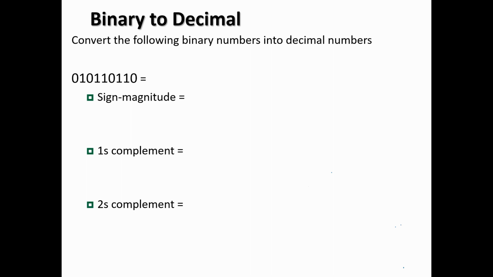What about this other example, okay? The first thing to notice is the first bit. That's a positive number, right? So 0 means positive number.